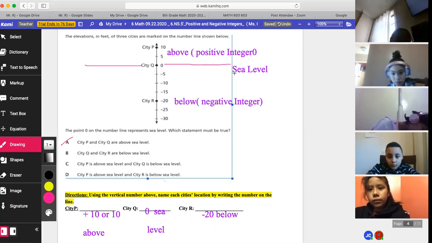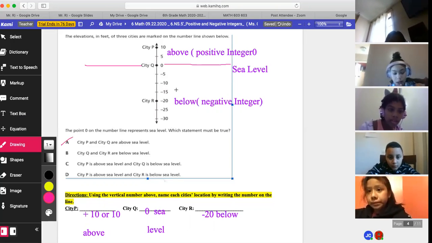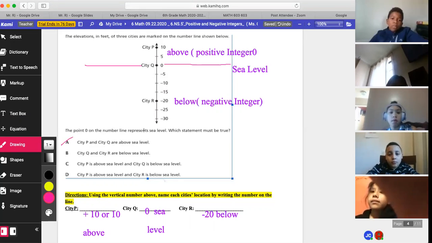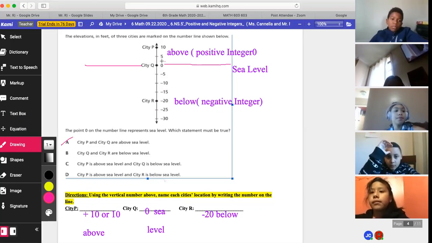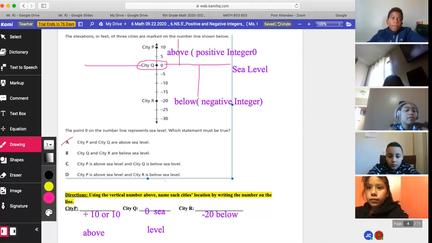City Q, which is at sea level, and city R, which is negative. Are they both below? Are Q and R below sea level? Who said yes? If I'm at sea level and I'm floating on the sea level, am I below the sea? Listen to the question before you say yes again. If I'm floating on the sea level, I'm on top of the sea. I'm just on it. Am I below that? No, I'm on it, right?